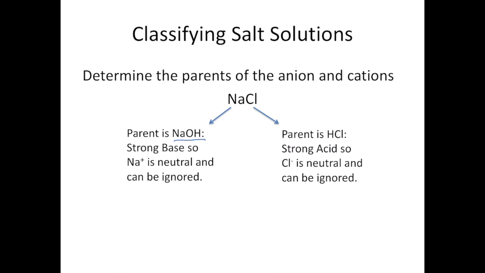There's no equilibrium there. HCl also comes from a strong parent. Cl minus comes from a strong parent, HCl, a strong acid, so chlorine is neutral and can be ignored. And by can be ignored, I mean that it's not going to change the pH of water because it's not going to form an acid or a base. It's just going to hang out as sodium and chlorine. It's not going to combine with water to form anything. They're just going to hang out and do nothing. So overall, this would be a neutral salt because both of them just sit there and do nothing.